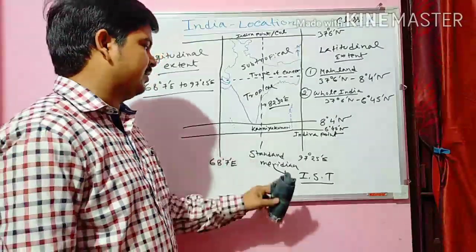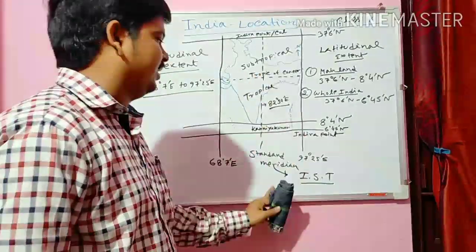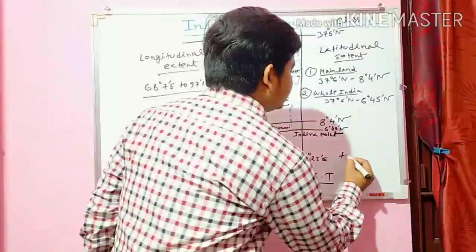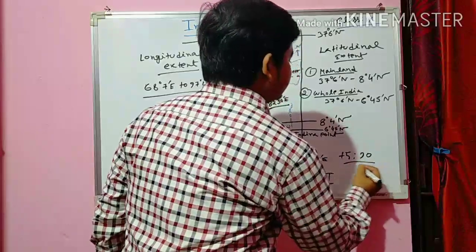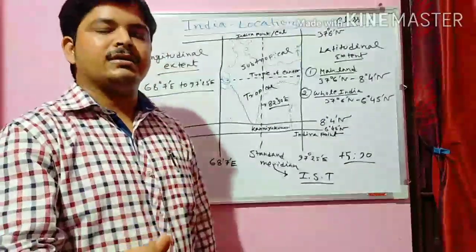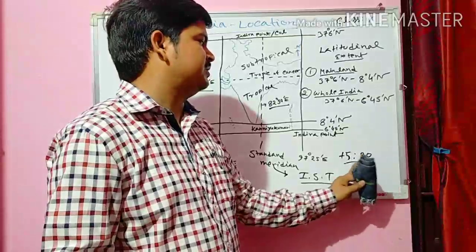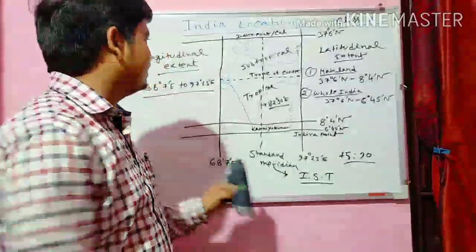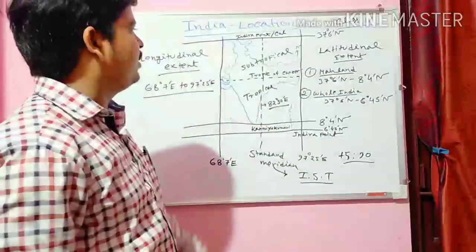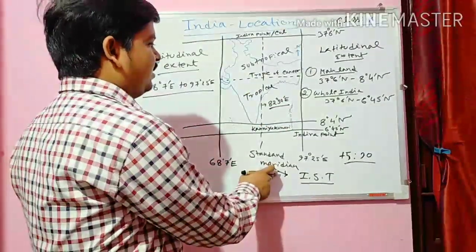Indian Standard Time is calculated from this meridian, and that is ahead of Greenwich Mean Time by plus 5 hours 30 minutes. Can you see it also in your mobile? Where you set your time, you have to add this, 5 hours 30 minutes ahead, as our country is in the eastern hemisphere. So remember all these points about the standard meridian.